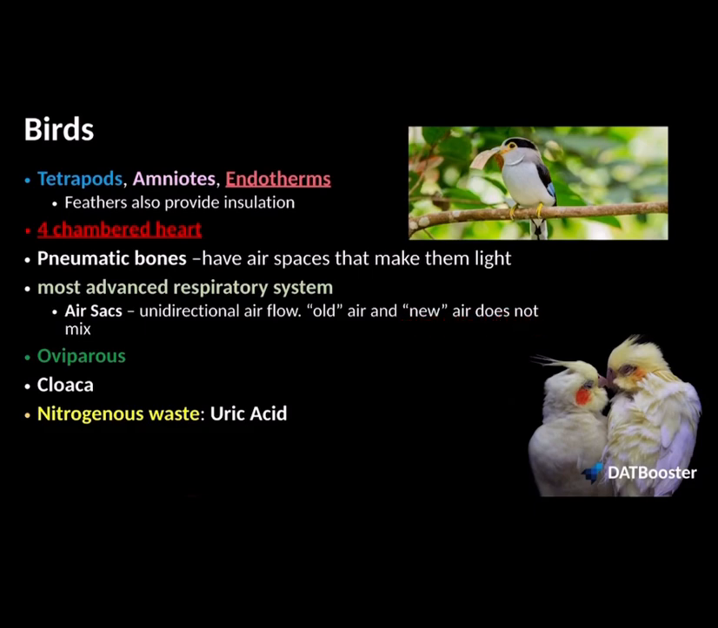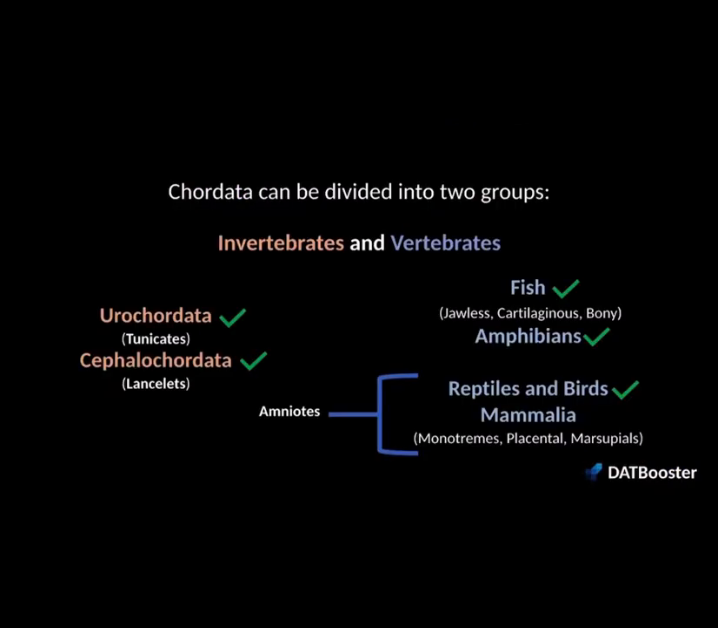Now all birds lay eggs, we know that, so they're oviparous, and they have a cloaca. Remember, the cloaca is the opening for the excretory system, for the digestive system, as well as for the reproductive system. So we've finished up fish, amphibians, reptiles, and birds. Now we are going to look at the last type of amniote, which is a mammal. And there's 3 types of mammals: monotremes, placental mammals, and marsupials.